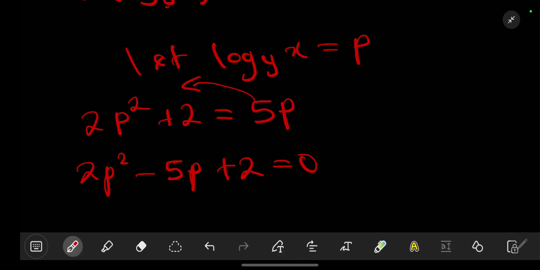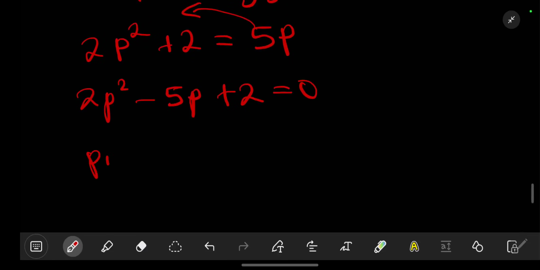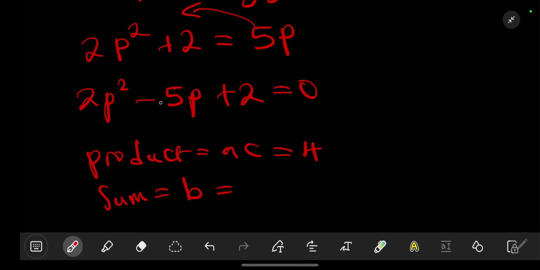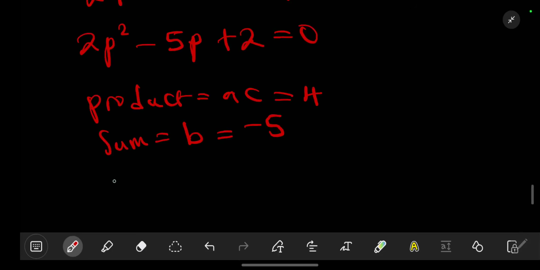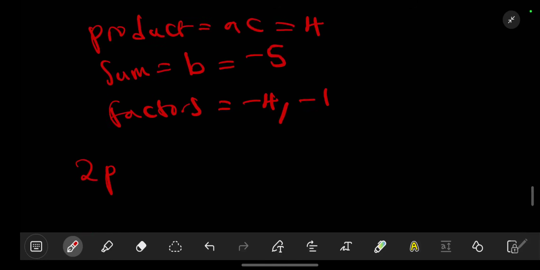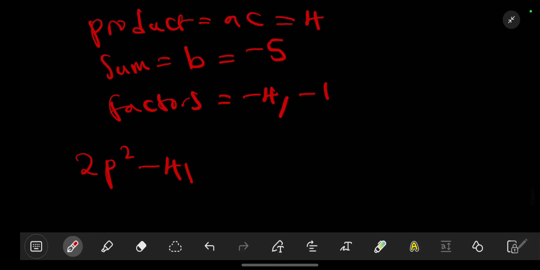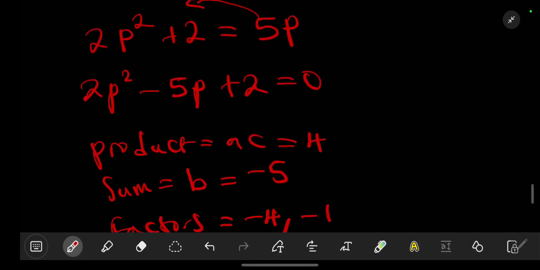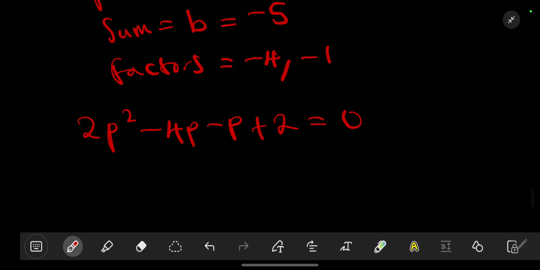So with that said, all we have to do is find the product, sum and factors. The product, which is equal to AC, we are multiplying 2 times 2, it is going to give us 4. Our sum will be equal to b, which in this case will be equal to -5. Our factors are the numbers which when we add them give us -5, but when we multiply them they give us the product 4. So we are going to have 2p squared minus 4p minus p plus 2 should be equal to 0.